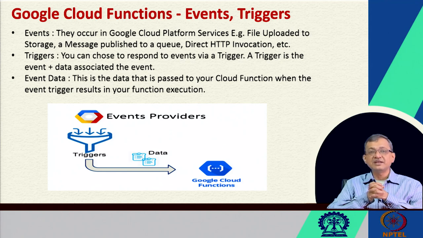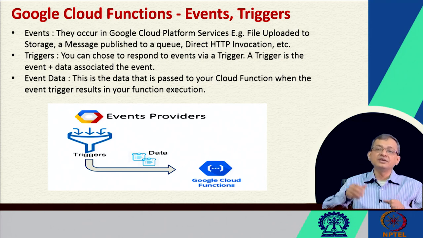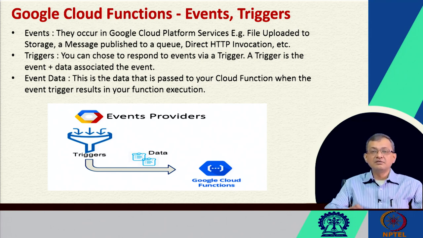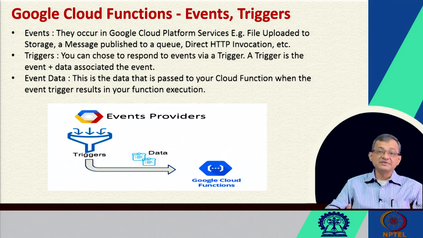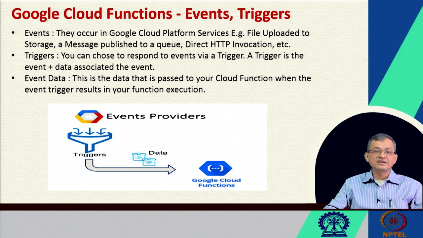Event data is the data that is passed to your cloud function when the event trigger results in your function execution. Once it is executing, the data passed to your function is the event data. So, there are event providers, the different services we have seen, and the triggers and the data are passed to the Google Cloud Functions where your code is running.